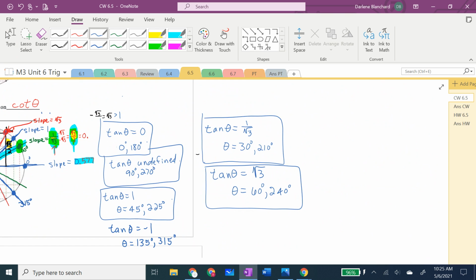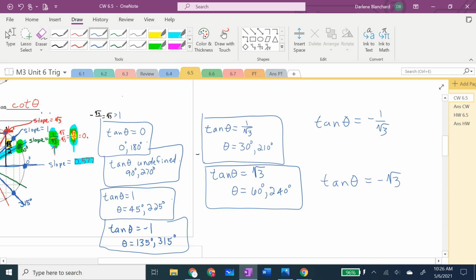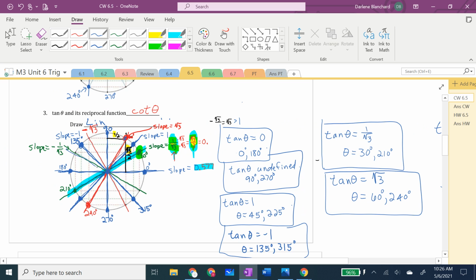So that actually finalizes everything we need to know about the unit circle with the tangent values you're expected to work with. And I'll just write those out really quickly. We've got tangent theta equaling -1 over root 3 and tangent theta equaling negative root 3. Negative 1 over root 3, the less steep line, is 30 degrees before 180.